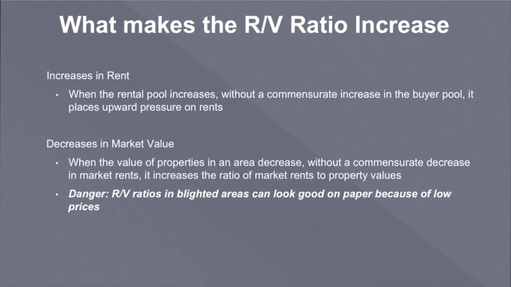So rent-to-value ratios in blighted areas can look good on paper because the prices are so low. Now, we talked about blighted areas before. We talked about Detroit. This is obviously a blighted area. You can buy houses very inexpensively in areas like Detroit. The rents may look good. In fact, a lot of times there are groups and different promoters out there promoting properties that look something like this. Buy this property for $30,000. It's a single-family home, and you think, wow, that's a pretty great deal. That's so cheap. I mean, how can I go wrong?